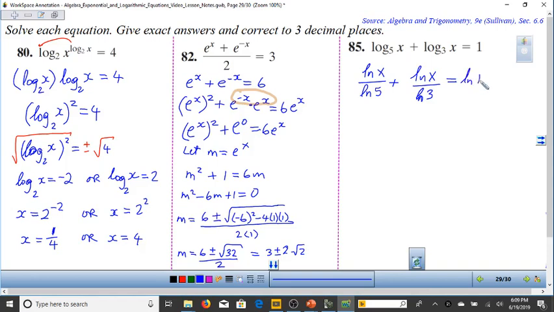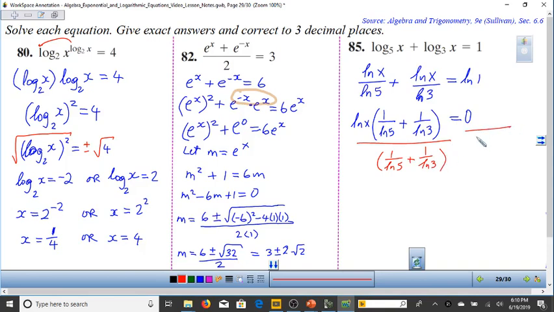Now the ln of 1 is 0. And if you notice, both of these have ln of x, so we can factor out ln of x from this. We have 1 over ln of 5 plus 1 over ln of 3. And if we divide both sides by this stuff in parentheses, 1 over ln 5 plus 1 over ln 3, and since we're dividing 0 by a non-zero quantity, then we have a simple result that remains. ln of x is equal to 0, which means e to the 0 is x, which means x is 1. And you can always check that answer.